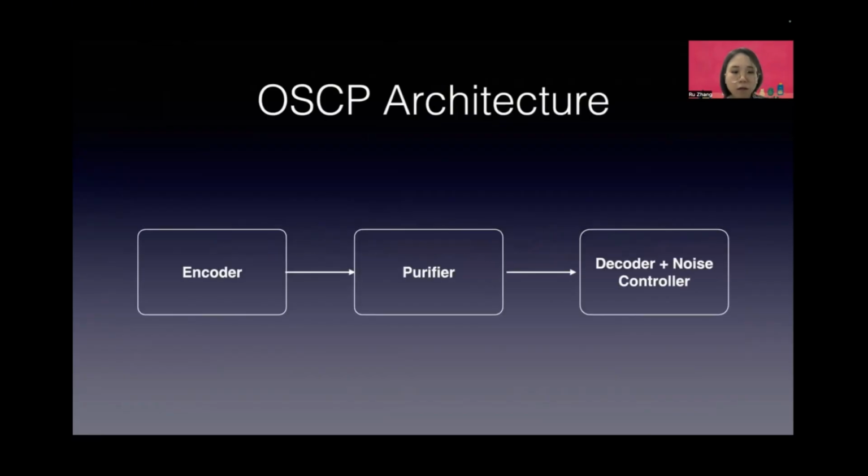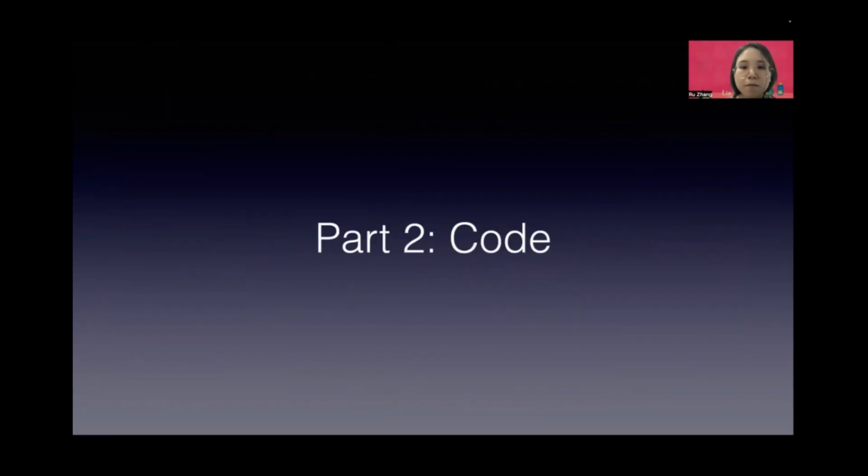OSCP is a pre-processing defense. It adds adaptive noise, encodes, purifies features, and decodes a cleaned image. Training combines reconstruction, classification, and perception losses. So this is OSCP, and then we'll see how it works and perform our attack.